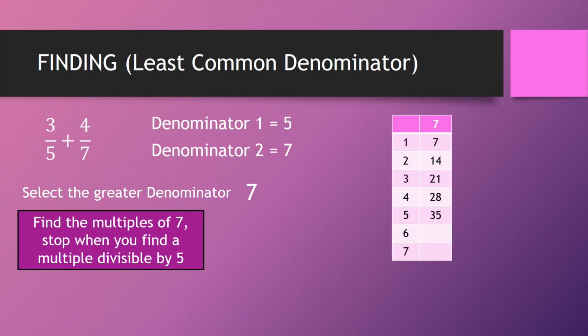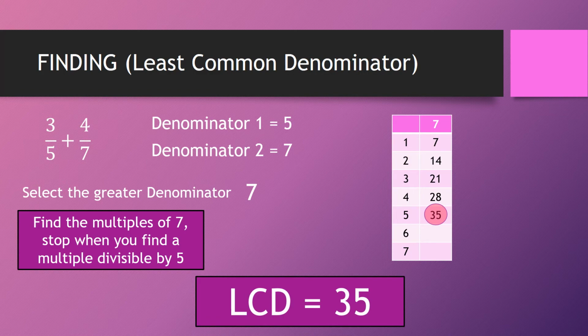For example, in this case, the first multiple of 7 is 7. The second multiple is 14, but 14 is not divisible by 5. The third multiple is 21, but 21 is not divisible by 5. The fourth multiple is 28, and 28 is not divisible by 5. But the fifth multiple of 7 is 35, and 35 is divisible by 5. Then, in this case, 35 is the least common denominator between 7 and 5.